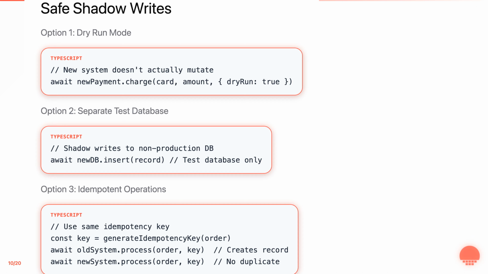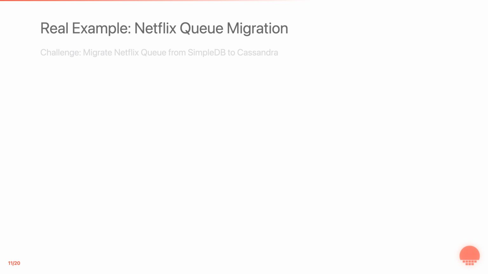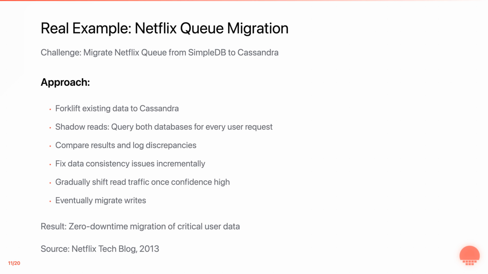Pick the approach that matches your architecture. Let's look at how Netflix pulled this off. They needed to move their entire queue system from SimpleDB to Cassandra. That's millions of users' data.